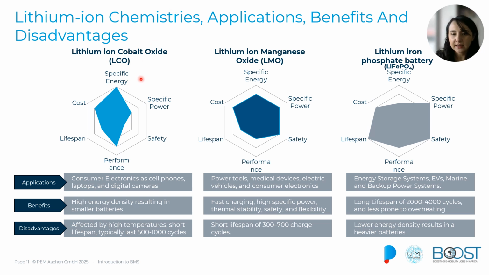So we begin with the lithium-ion cobalt oxide. This battery is commonly used in consumer electronics, for instance, as I mentioned, in smartphones. It has a very limited lifetime. It doesn't tend to last long, but it has a very high energy density. On the other side, we have the lithium-ion manganese oxide that is used to power, for instance, power tools and medical devices. Also, it is used in some electric vehicles and consumer electronics.